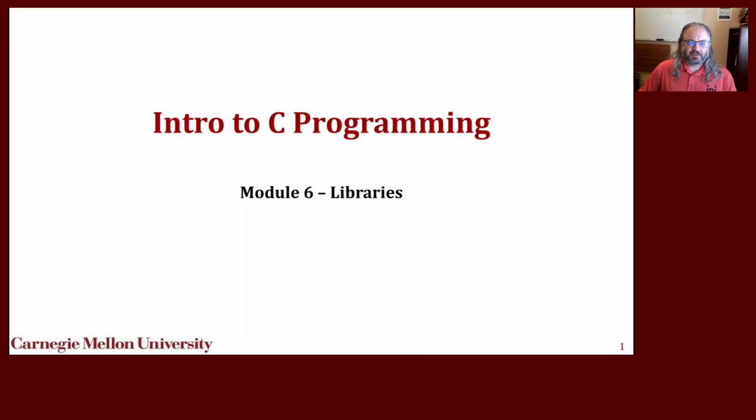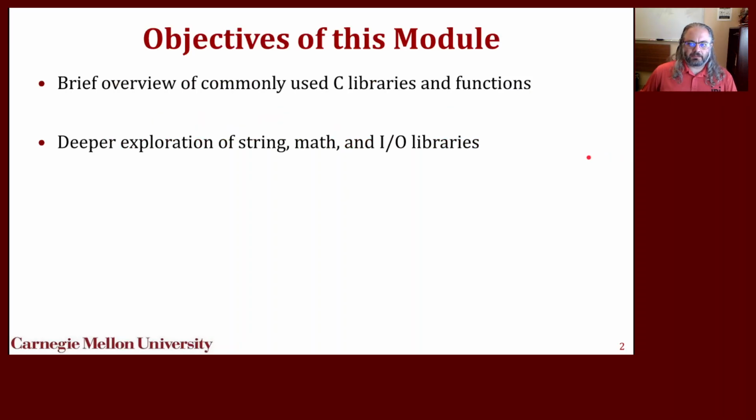In Module 6, we're going to talk a little bit about additional libraries that are included as part of the C standard. Now, we've talked a little bit earlier about how to create our own libraries, and we've used a number of different capabilities that are provided in things like the C standard library and the standard I/O library. We're going to go into a lot more detail on just a selection of these.